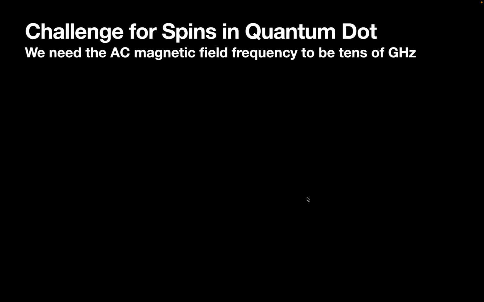What's making it worse is for spins in quantum dot, we'll need AC magnetic field frequency to be tens of gigahertz because the Larmor frequency is tens of gigahertz. Let me briefly explain why.